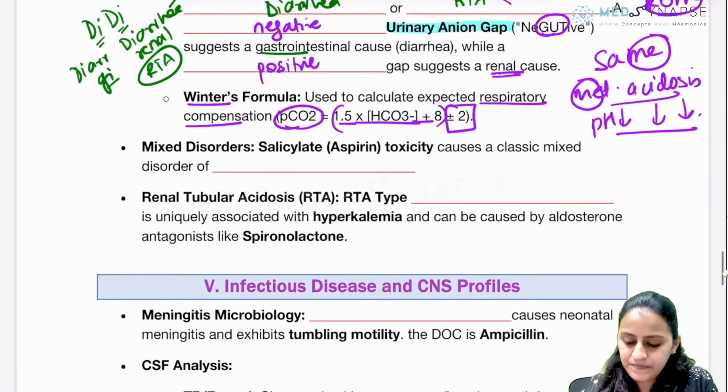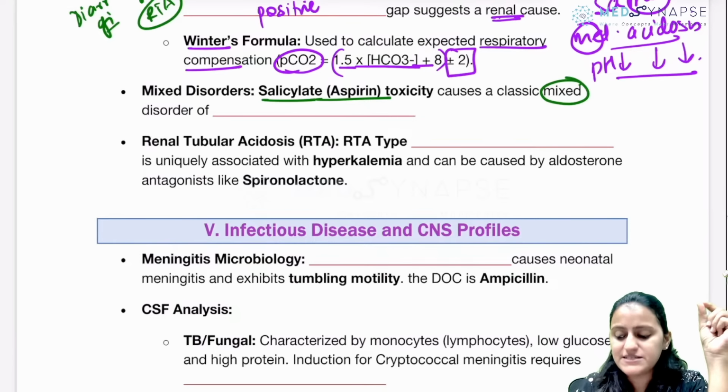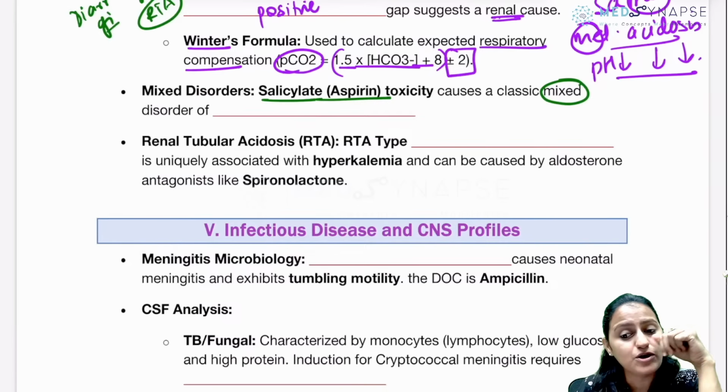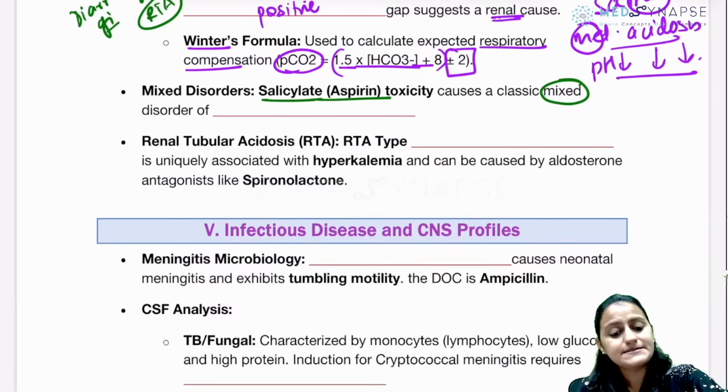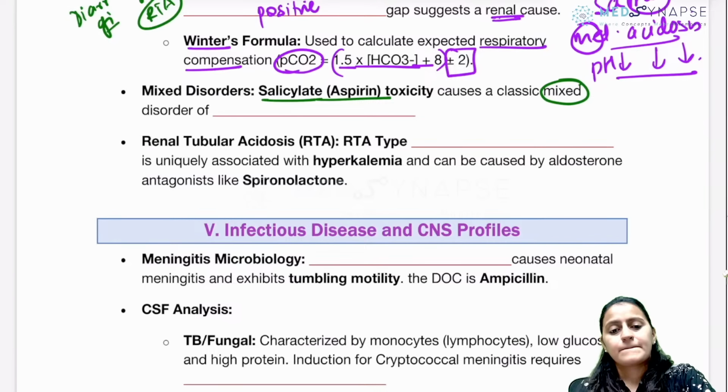Next one, very important, salicylate, that is aspirin toxicity, will have what acid-base disorder? It causes a mixed acid-base disorder. What is that mixed acid-base disorder? Yes, this has been asked in one of the recent UPSC CMS exam as well. Very, very important. Salicylate causes what acid-base disorder? Metabolic and respiratory. Metabolic mein kya, respiratory mein kya?